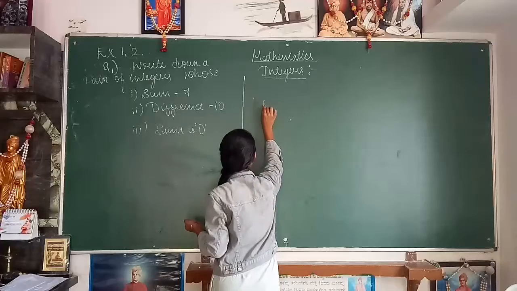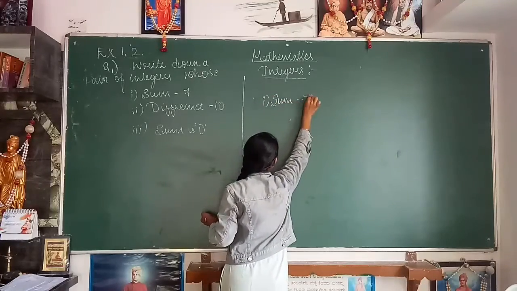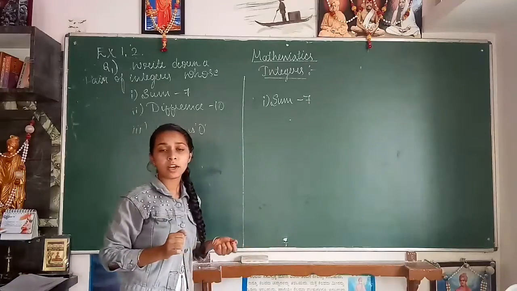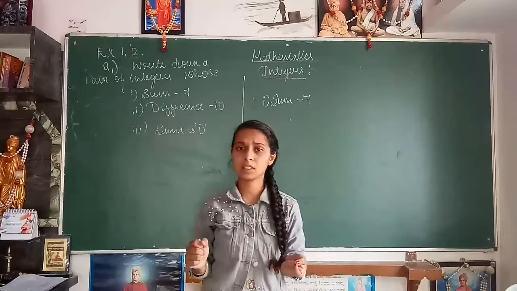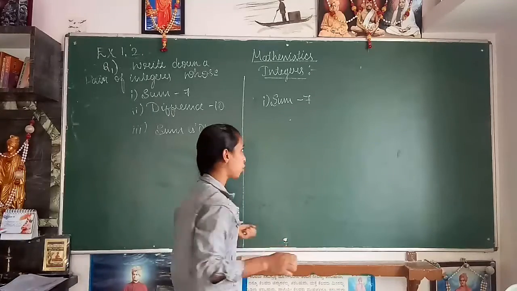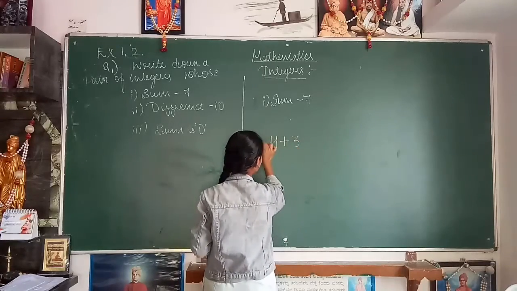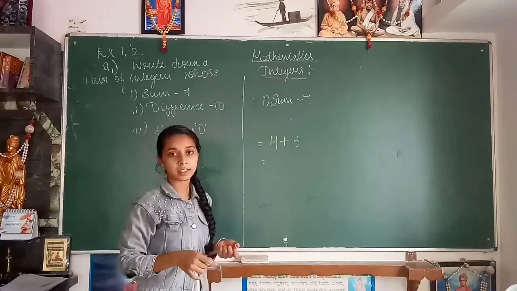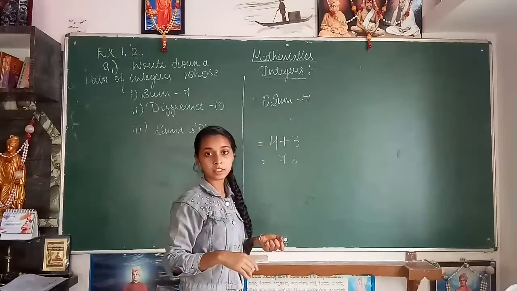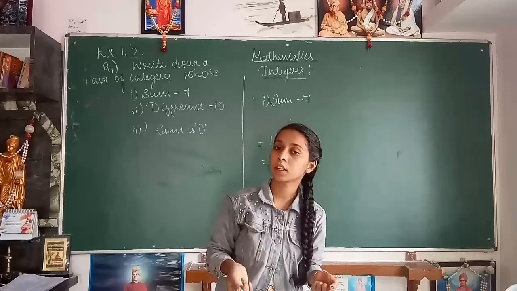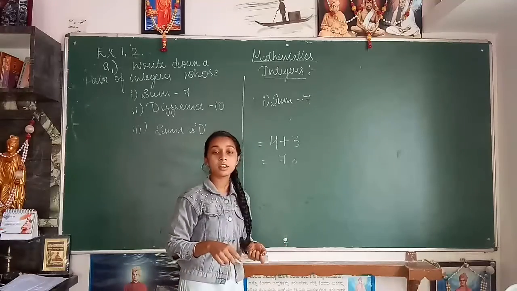The first problem is sum minus 7. So what do we do? We know the 7 is the sum. So what are the integers? For example, we can add 4 plus 3, we get the result 7. Right? So when we add the two integers, 4 plus 3, we get 7 as the result.